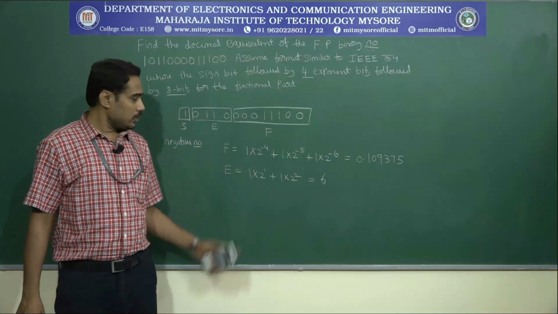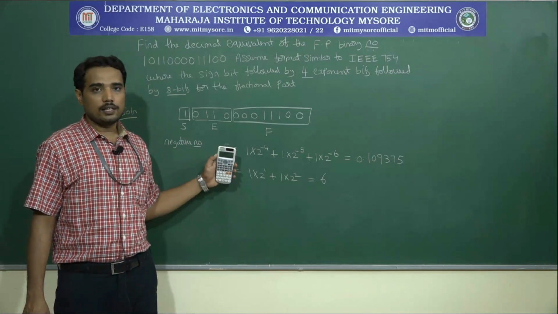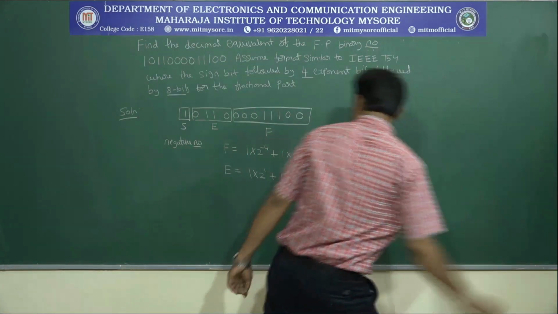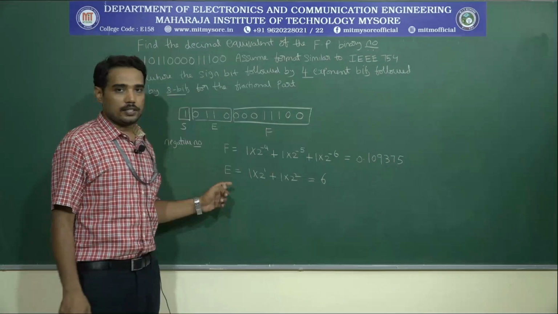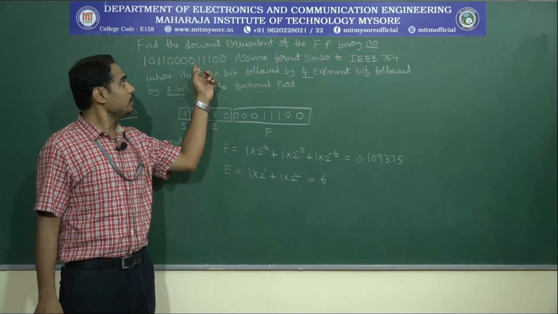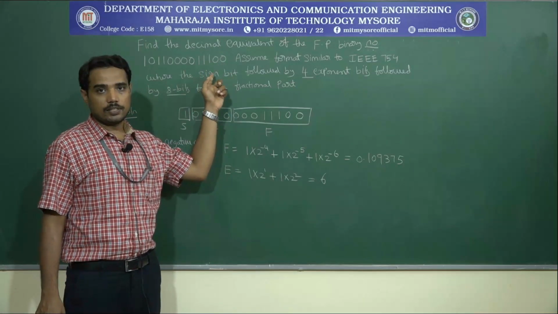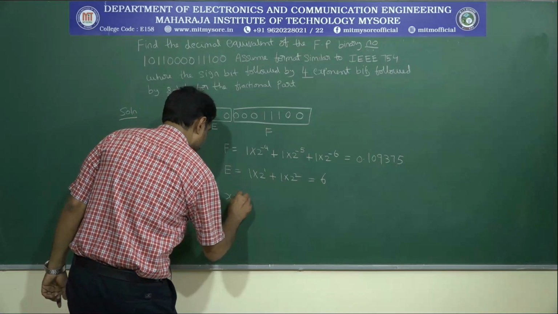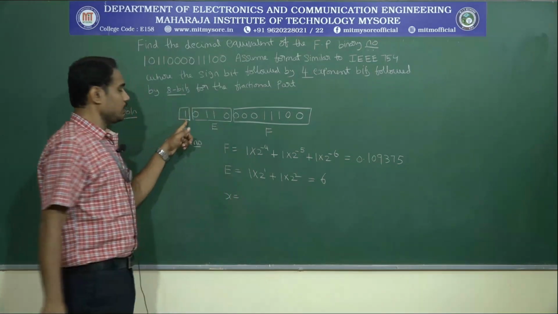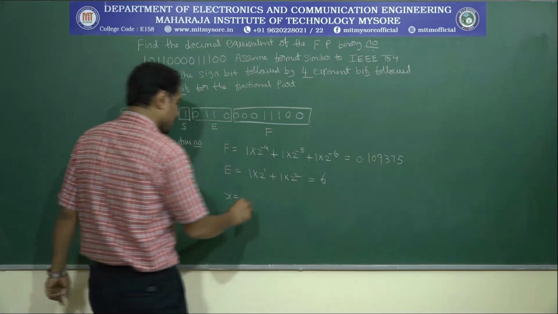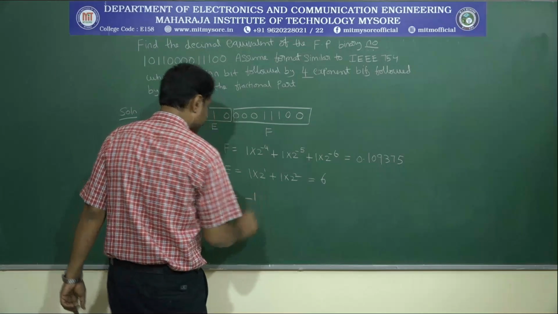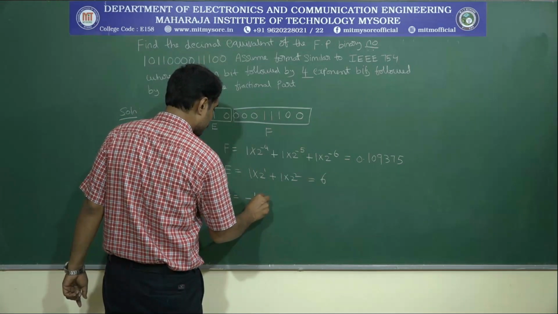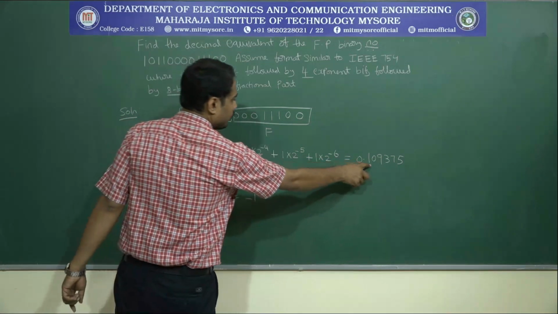Now we have computed the value of E and F explicitly. Now let us represent the given data in terms of X. I can write X is equal to, since the MSB is equal to 1, minus 1. After that point, we are going to get the fractional part.